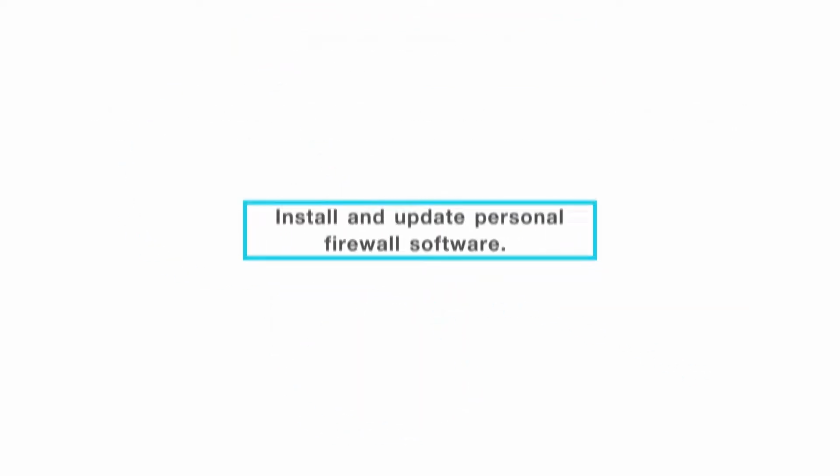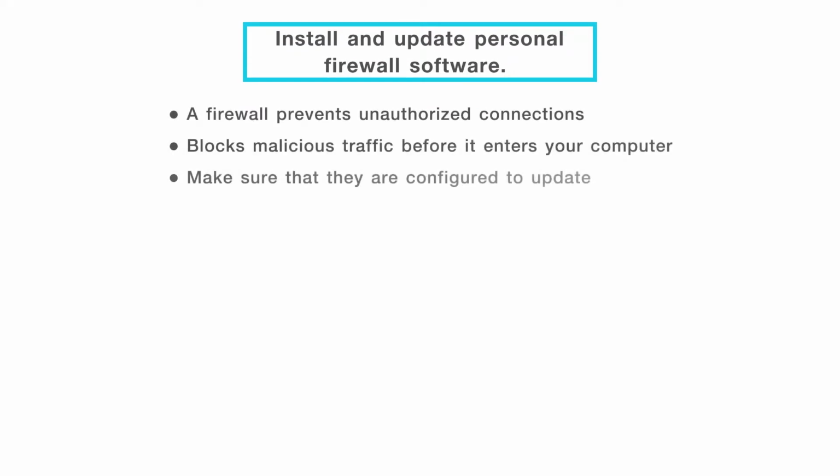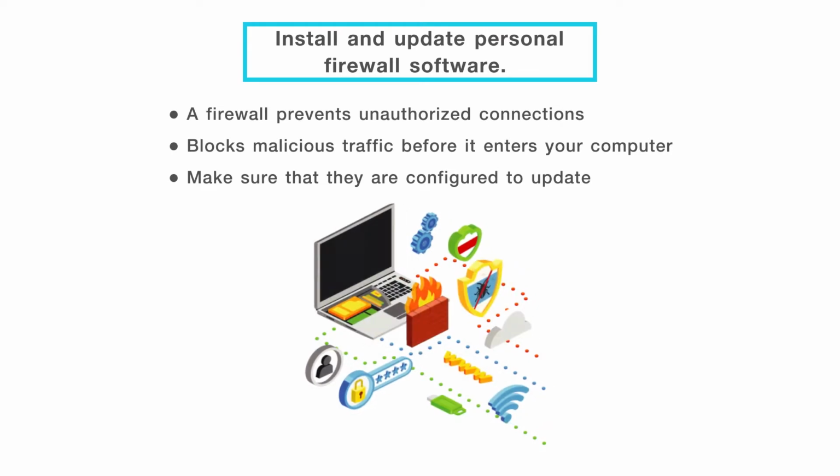Install and update personal firewall software. A personal firewall prevents unauthorized connections to and from your computer. It can also prevent some types of infection by blocking malicious traffic before it enters your computer. So, make sure that your firewall is configured to update automatically.